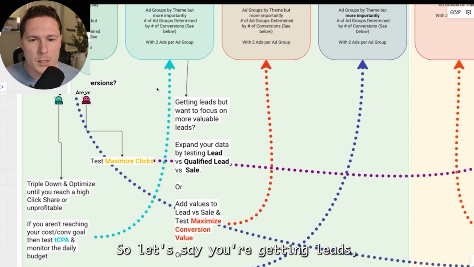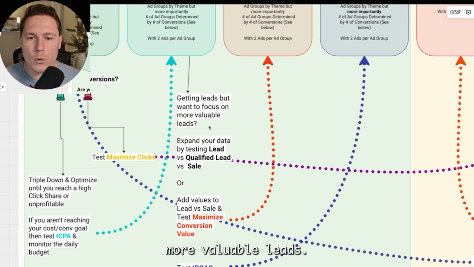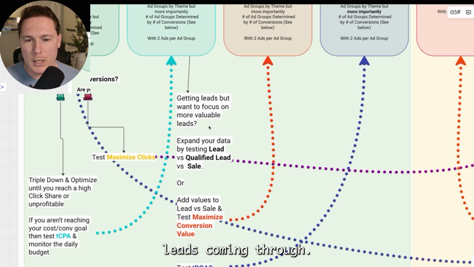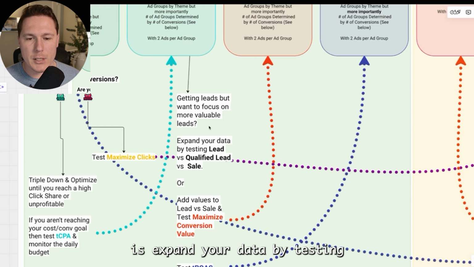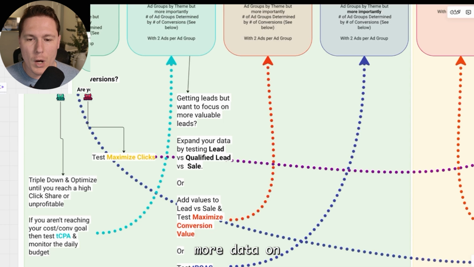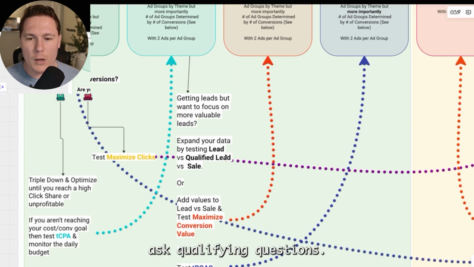So let's say you're getting leads after using TCPA, but you want to focus on more valuable leads. So you're finding that there's a bunch of unqualified leads coming through. What you'll want to do is expand your data by testing lead versus qualified lead versus sales. So give Google more data on each one of those leads. You can do that through the form that you're having people go through, and ultimately ask qualifying questions, and then send the unqualified leads to a different landing page. And don't let that be the primary objective.